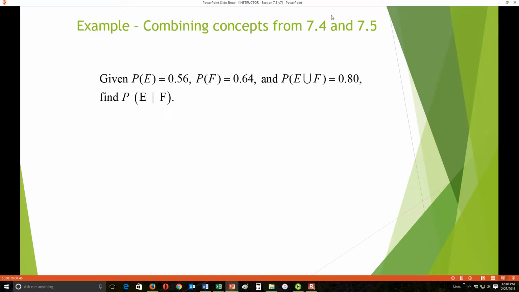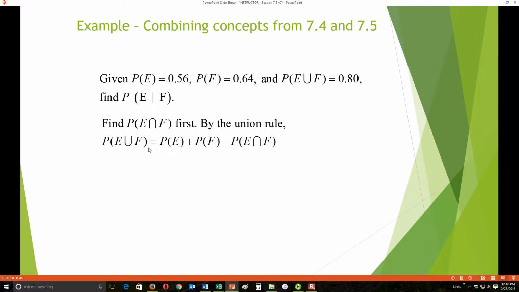Let's combine the concepts we talked about in 7.4 and 7.5. Given probability of E equals 0.56, probability of F is 0.64, probability of union is 0.8, find the probability of E given F. Well, I know the probability of E given F has to have their intersection. I'm not given their intersection to begin with. However, I have my union formula. The union rule says the probability of E union F is the probability of E plus the probability of F minus the probability of their intersection. I know these first three. I don't know the last one. So I'm simply going to plug in and solve for this, and I get the probability of E intersect F is 0.4.